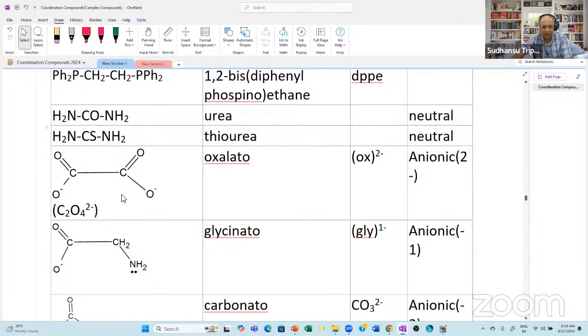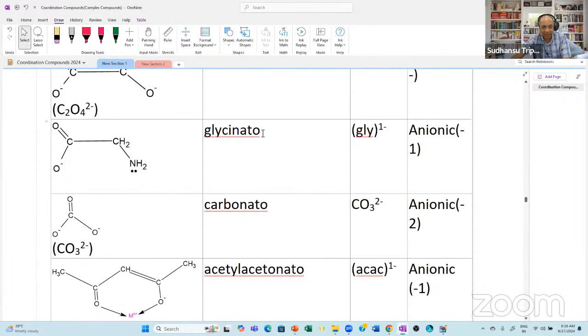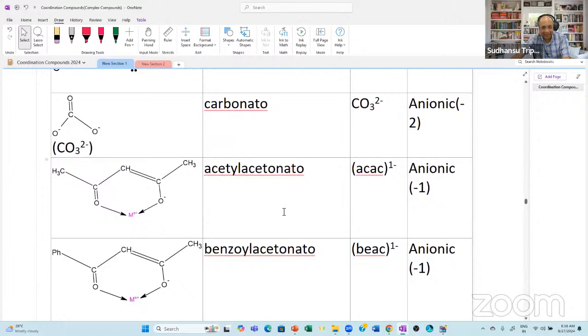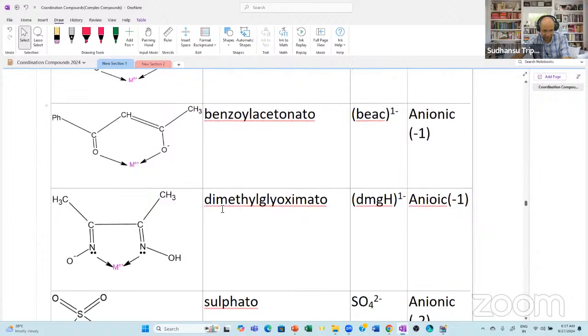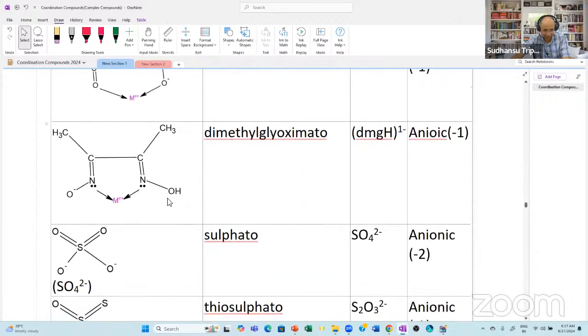Urea, thiourea, these are all bidentate ligands. Oxalato, glycinato, carbonato, acac. I have told you this is acac, this is BAC, benzoylacetonato, right? And this is dimethylglyoximato. You can draw the structure now. It is a dioxime of the alpha diketone, butane 2,3-dione, and one proton has been removed by alkali treatment. One O minus is there and one OH is there. Therefore, I have written DMGH.